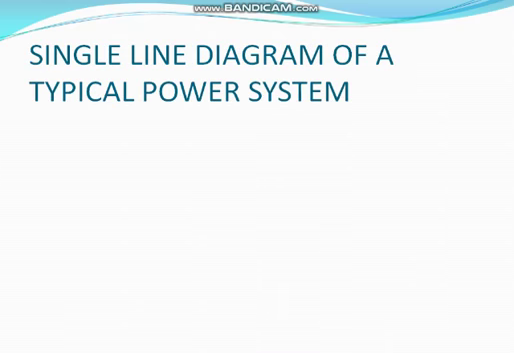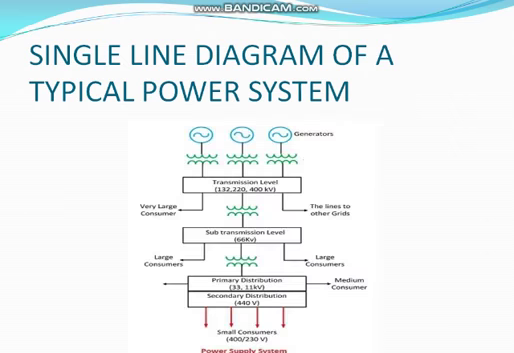Now the single line diagram of a typical power system. This is a very important topic. At first, there are 3 generators. If we connect more than one generator with a bus bar, and if we supply the 11 kV generating voltage to a star delta 3-phase transformer, the transmission voltage or primary transmission voltage is 132 kV or 220 kV or 400 kV. This is called the primary transmission.